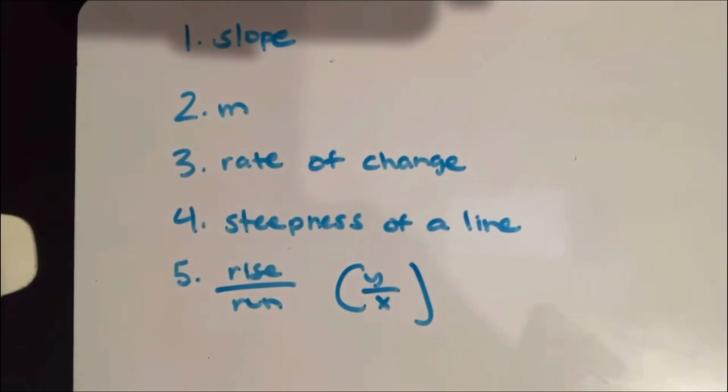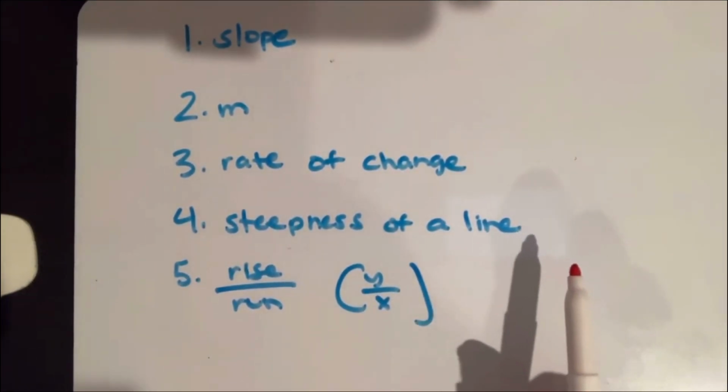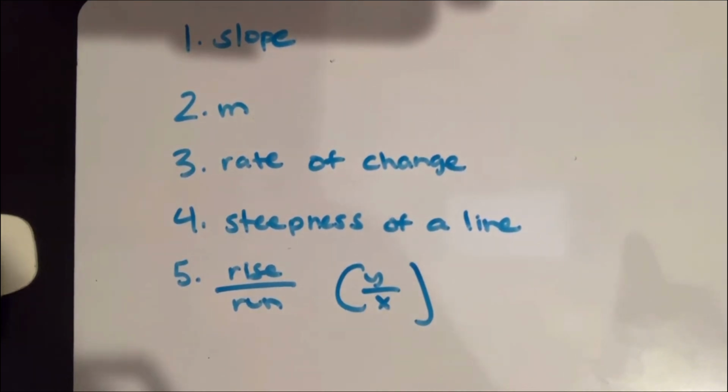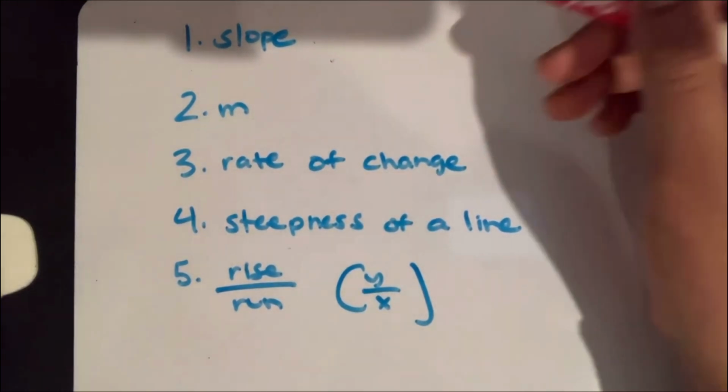The slope of a straight line is a number that indicates how steep the line is. You can calculate the slope by dividing the vertical change, called the rise, by the horizontal change, called the run, between two distinct points on the line. Slope has 5 different definitions. Let's take a look at the first one.